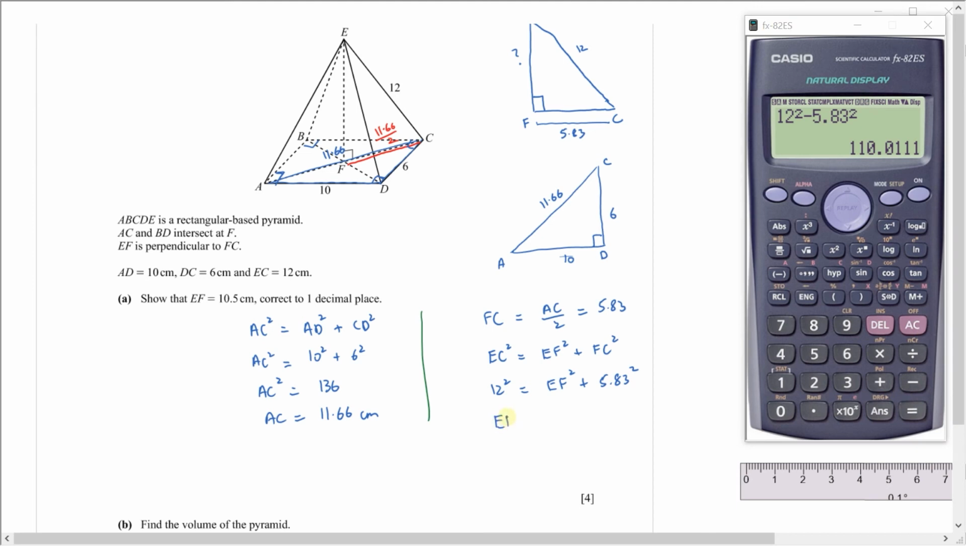So EF square is 110.0111. EF will be the square root of this. So square root of this is 10.4886. So you have to show it up till one decimal place. So this will be 10.5. You will round this up to 10.5 centimeters. So that's how you will show that EF is 10.5.